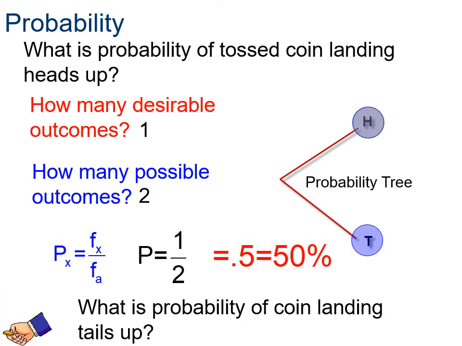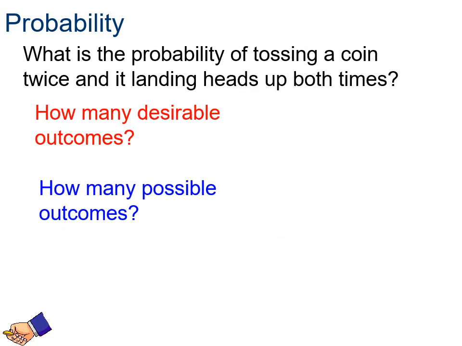So what's the probability of a coin landing tails up? All right. Obviously, that's also going to be 1/2 as well, right? Half the time heads, and we'd expect half the time tails. What's the probability of a coin being tossed twice and it landing heads up both times?